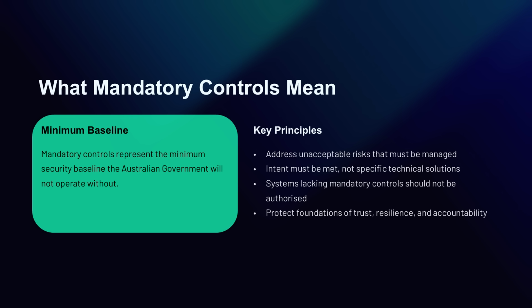You should understand that mandatory does not mean one specific technical solution. It means the intent of the control must be met. Agencies may implement the control in different ways depending on their architecture or environment, but the outcome must still be achieved. Mandatory controls protect the foundations of trust, resilience, and accountability across government.